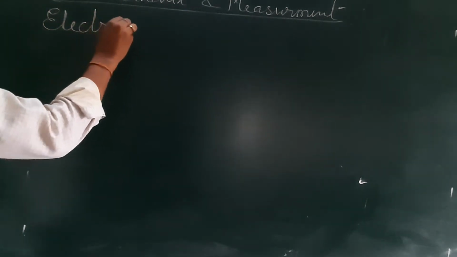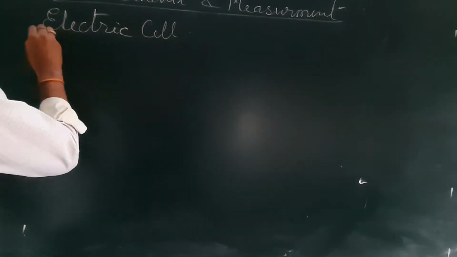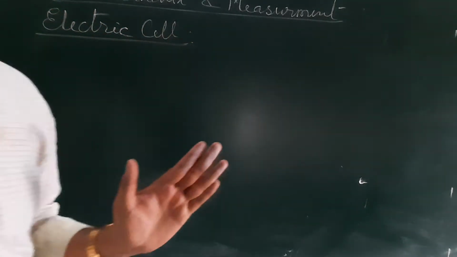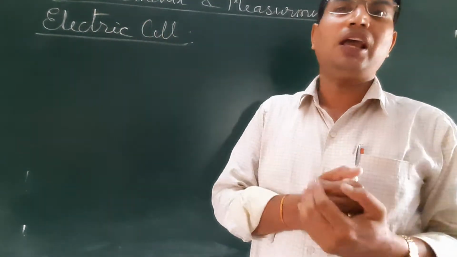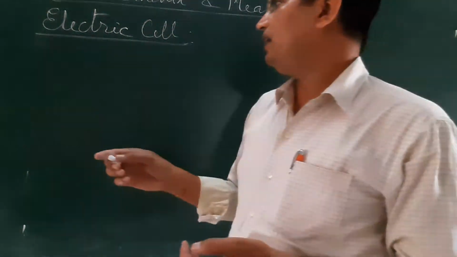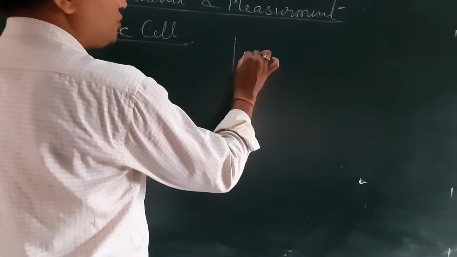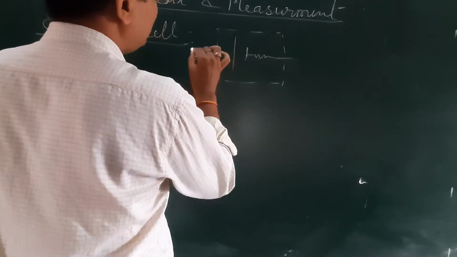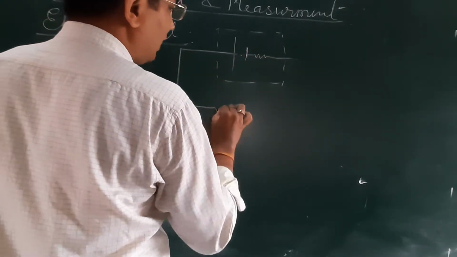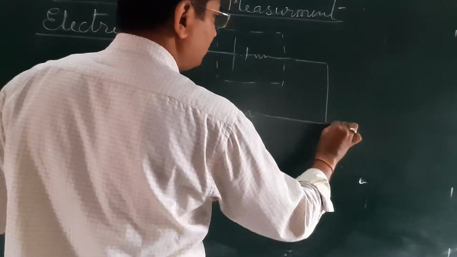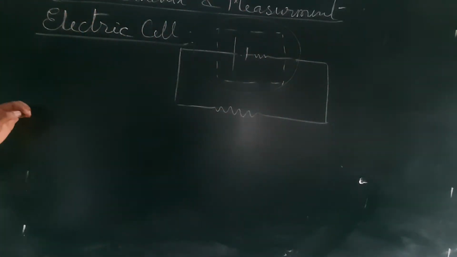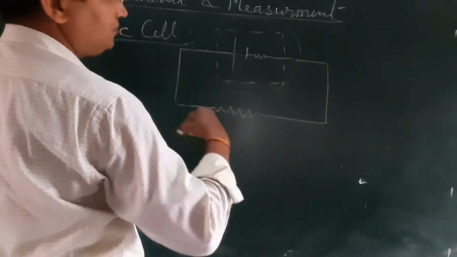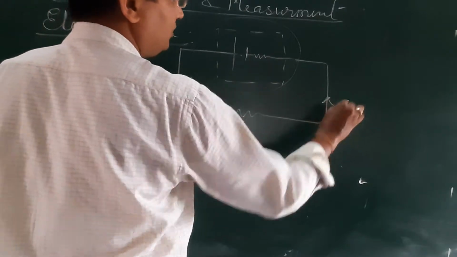Electric cell. What is electric cell? Actually, electric cell is a device which converts chemical energy into electrical energy and maintains continuous flow of charge in an electric circuit. This is the representation of electric circuit and this is the external part. It maintains continuous flow of charge, that is current, in the external circuit.